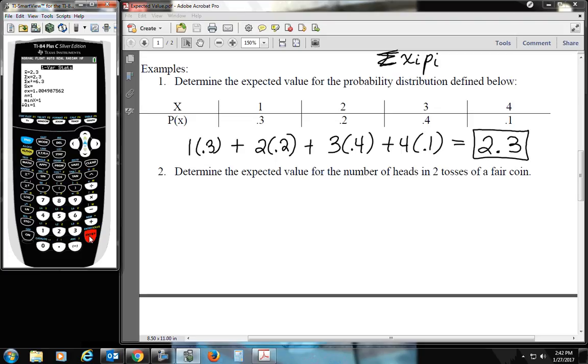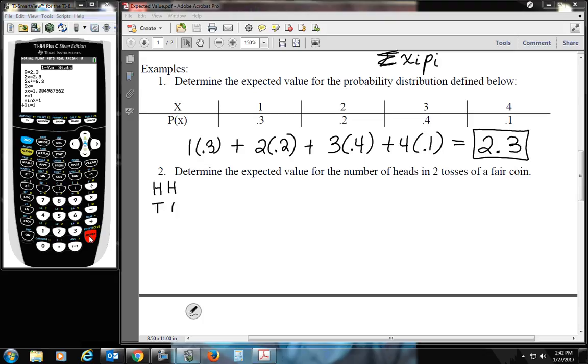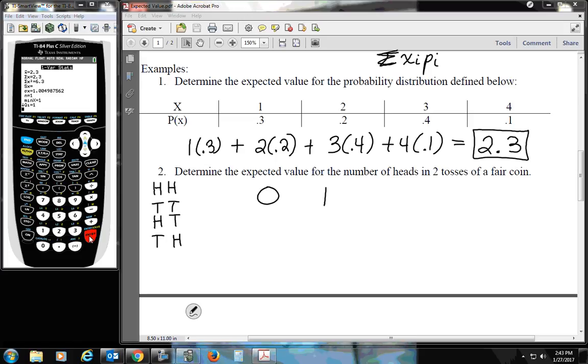Okay. Number 2, determine the expected value for the number of heads in 2 tosses of a fair coin. Well, we have to think about what we could possibly get when we're tossing a coin. So our possibilities are I could get 2 heads, I could get 2 tails, I could get a head and then a tail, or I could get a tail and then a head. Those are the only 4 possibilities when I'm flipping a coin. And so the number of heads I could get is 0, I could get 1, or I could get 2. So how often did I get no heads at all? No heads at all would just be this event right here where you get 2 tails, and so that's 1 out of 4, which is 25%.